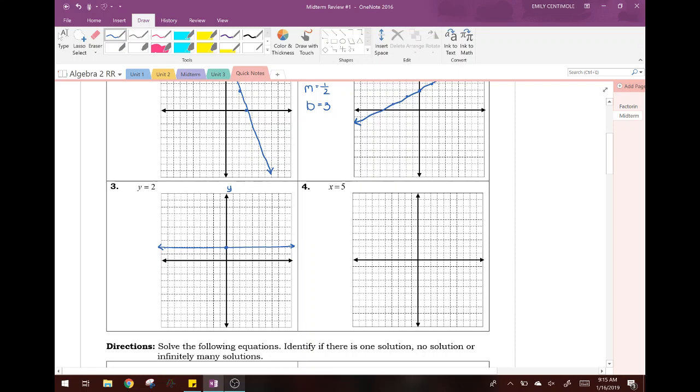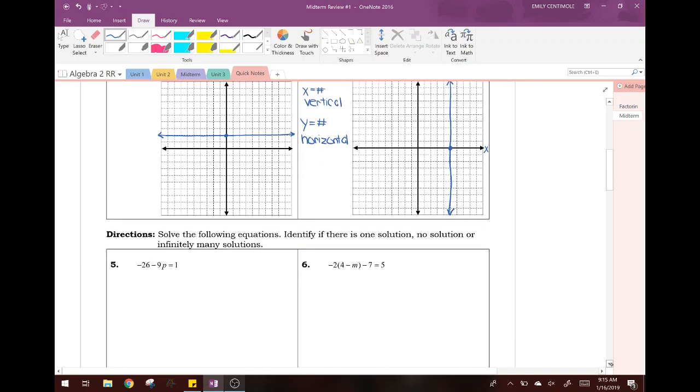In example number 4, I'm looking at x equals 5. So I go over to the x-axis, I plot at 5, and this is going to be a vertical line going through the grid. This might be something great to put on your study card. You can write that x equals a number is a vertical line and y equals a number is horizontal. It's a great thing to remember and something we often forget.